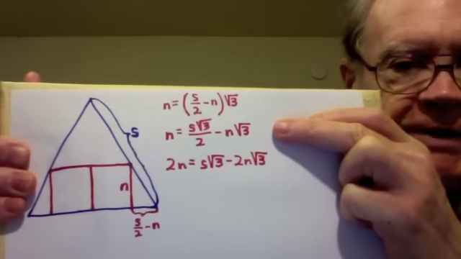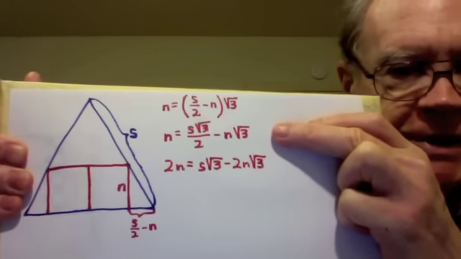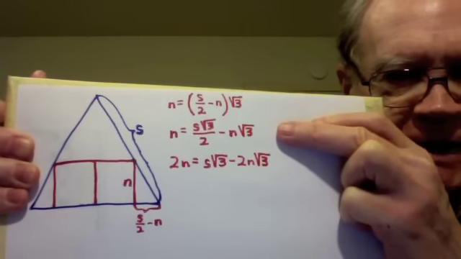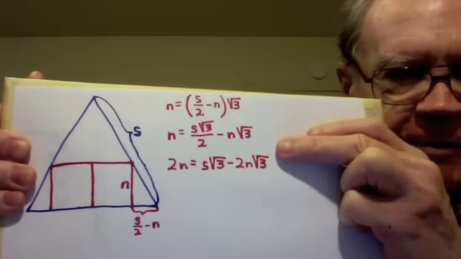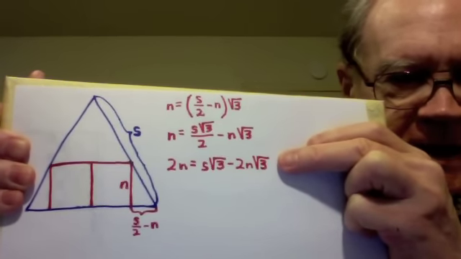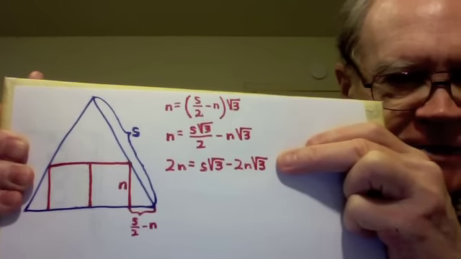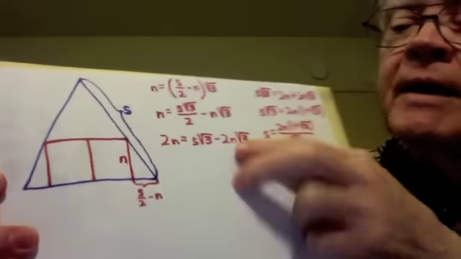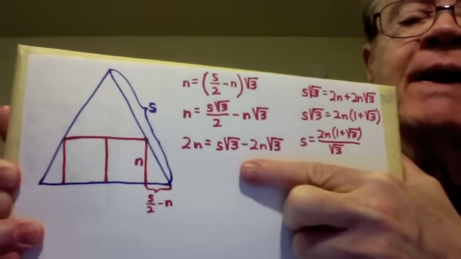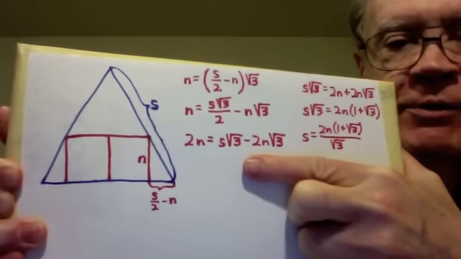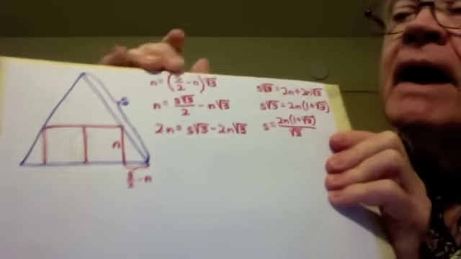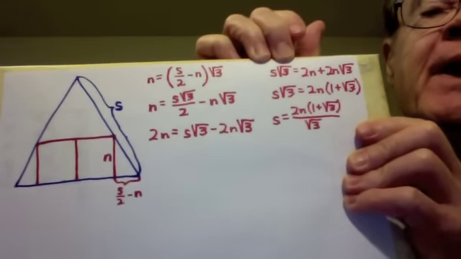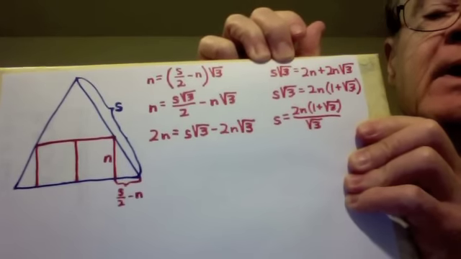I distribute the square root of 3 on the right side of the equation, and I get N equals S root 3 over 2 minus N root 3. I multiply both sides by 2, and we have 2N equals S root 3 minus 2N root 3. I need to solve this equation for S, and so I get the term containing S root 3 on one side, and I have, therefore, S root 3 equals 2N plus 2N root 3.